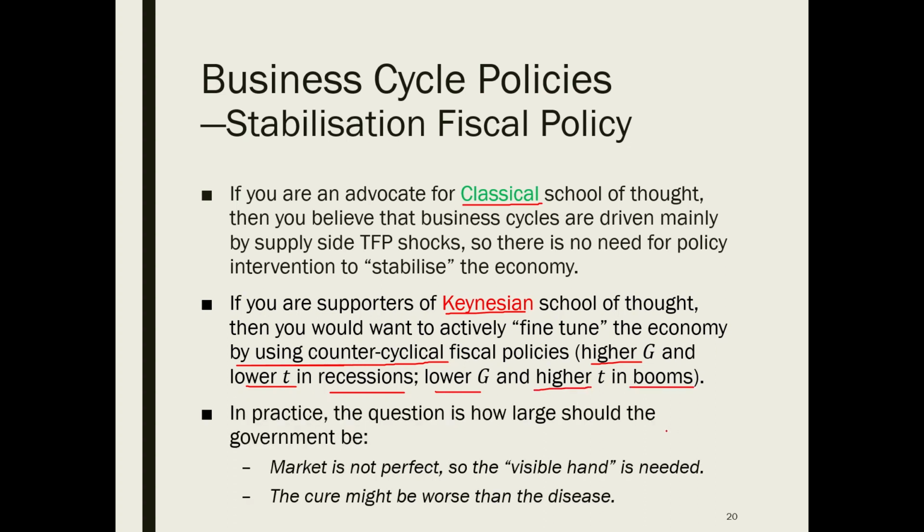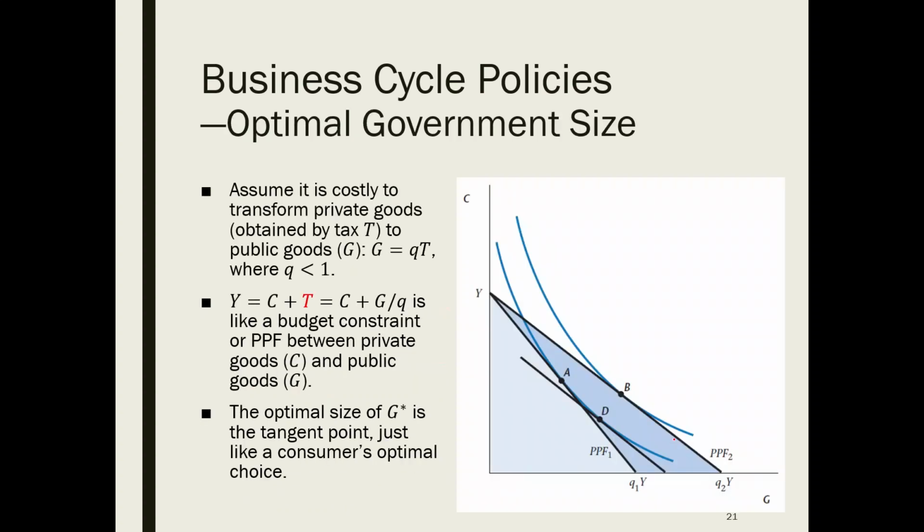In practice, everyone is Keynesian to some extent. The real question is how large the government should be and how much the government should intervene. Market, the invisible hand, is not perfect. So government, the visible hand, is needed. However, the government is not perfect either. As we have shown earlier, government interventions such as taxation can distort the economy, so the cure might be worse than the disease. This slide introduces a simple model of the optimal government size or intervention.